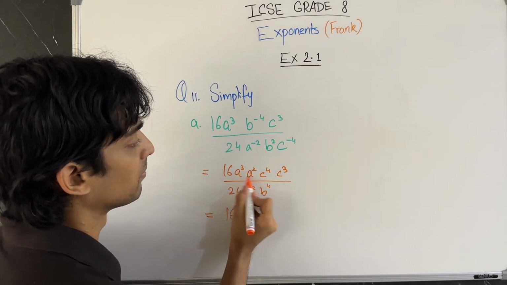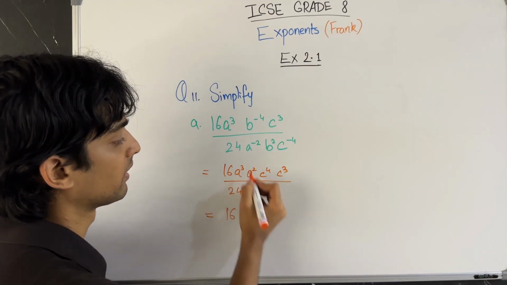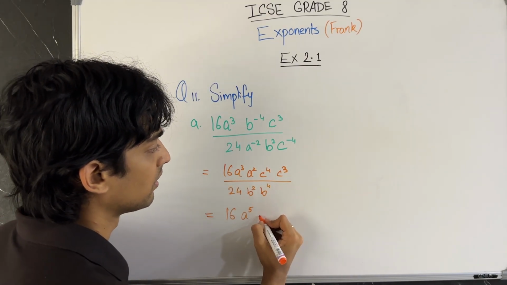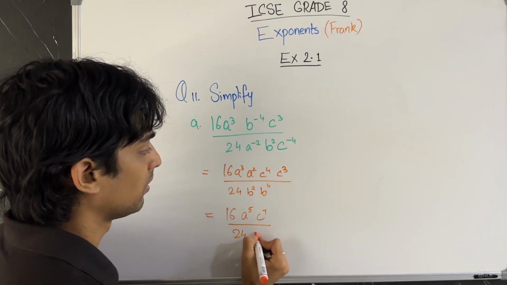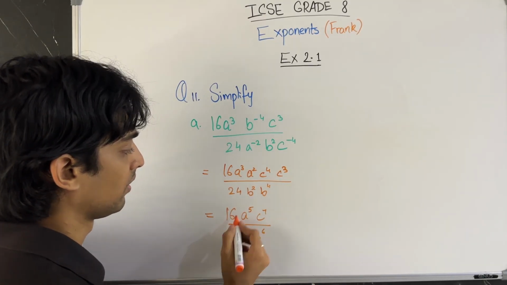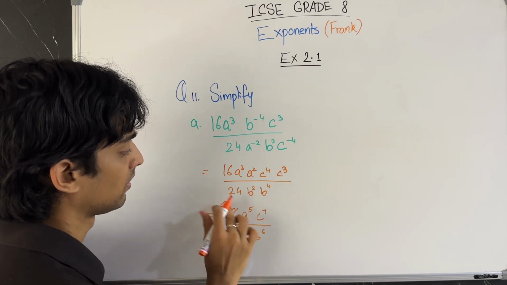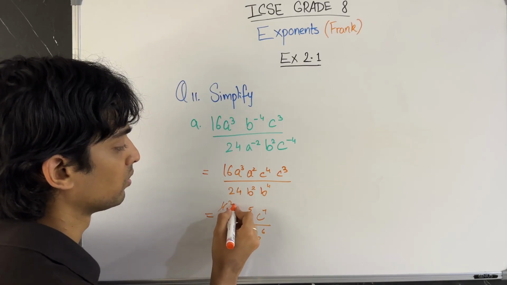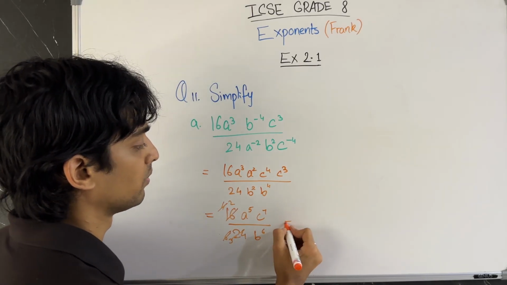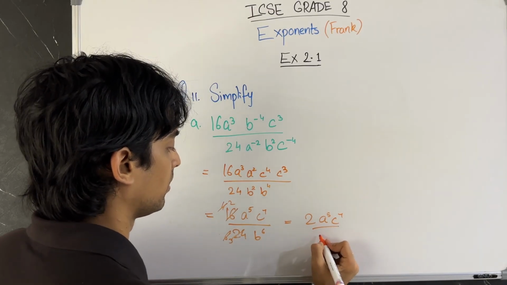Now 16, let's merge them. So we have a and a. By the formula, we can write a raised to 5 and c raised to 7 upon 24 b raised to 6. We can cancel. 4 6s are 24, 4 4s are 16, 2 2s are 4, 2 3s are 6. We get 2 a raised to 5 c raised to 7 upon 3 b raised to 6.